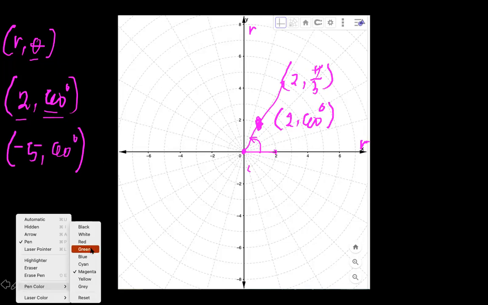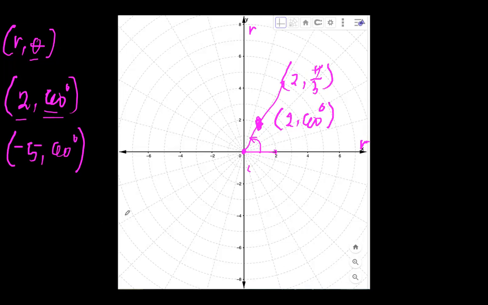So let's use a different color. 60 degrees is this. So we are using the same angle measure, okay? However, the given radius is -5 here. So instead of considering -5, we're just going to consider +5, because we are talking about the absolute value of the radius. So that's 1, 2, 3, 4, 5. So it's supposedly here.